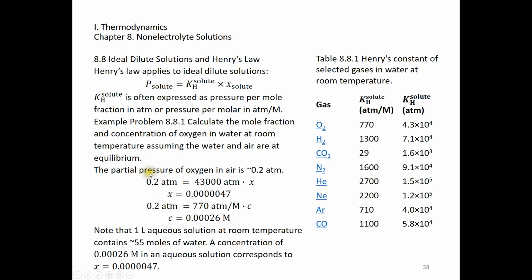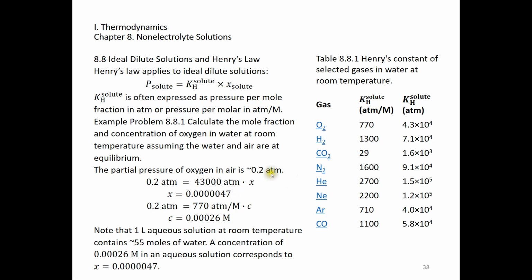The solute is the oxygen gas in water. And this is equal to Henry's constant times the mole fraction. Where is the Henry's constant? It's right here. This Henry's constant is in the unit of atm per mole fraction. So it's 43,000 atm times x. We can easily compute x by using 0.2 over 43,000. We get 0.000047 as the mole fraction of oxygen in water.